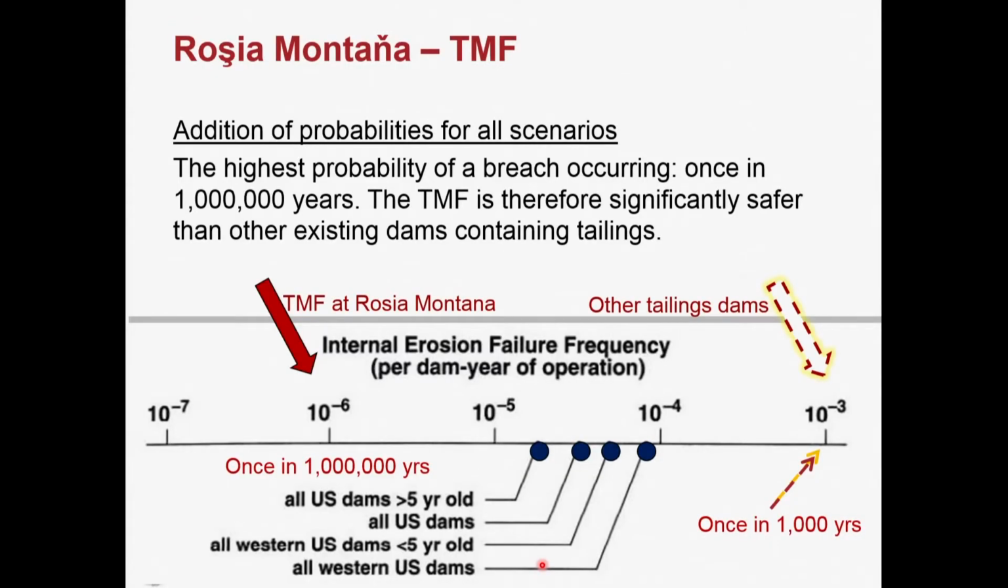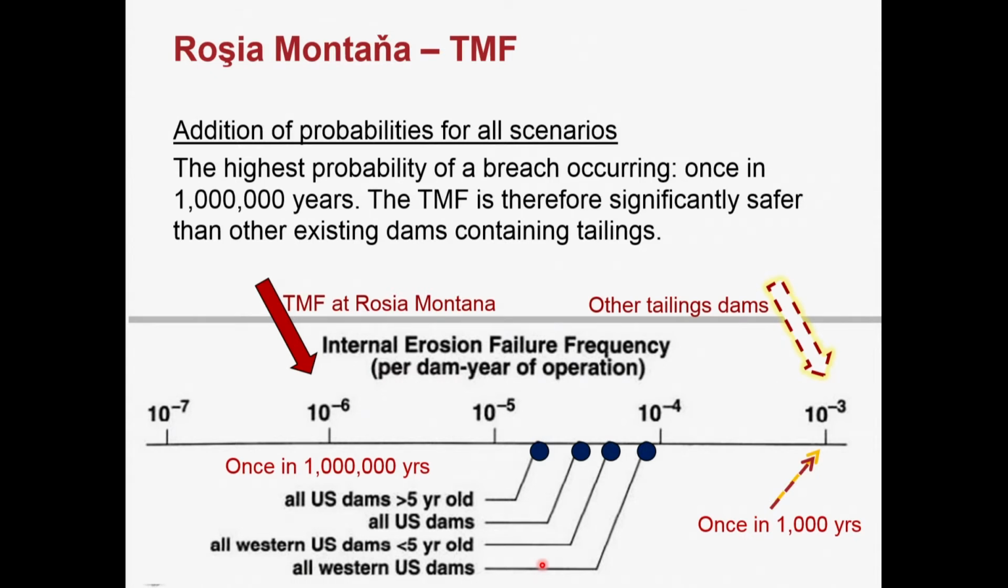But what was the probability of failure on an annual basis, by adding all the potential failure modes? Because you don't consider only one, you have to consider all of them, and the total probability of failure is the sum of them. The highest probability of a breach occurring was once in 1,000,000 years, or 10 to the minus 6. This is a very small number, but it's a good number to compare to what else is normal for dams.